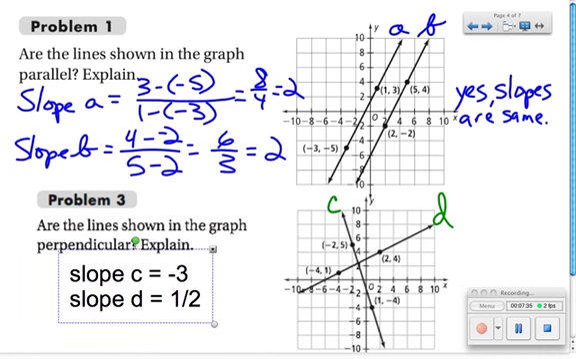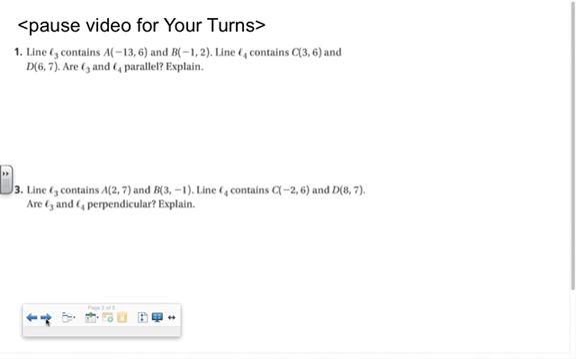So the lines are not perpendicular. Slopes are not opposite reciprocals. Pause a moment for your turn on the screen.